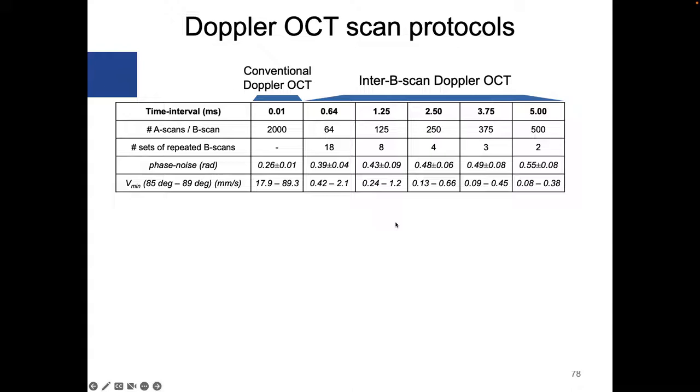So if you then look at the formula that we have for the minimum detectable flow, you still gain. Oh yeah, no, this is the flow velocity. So here we get 17 to 89 millimeters per second. Here we already go to 0.4 to 2 millimeters per second, then 0.24 to 1.2, 0.13 to 0.6 millimeters per second, and so on. So here already you're at low velocities below a millimeter per second.